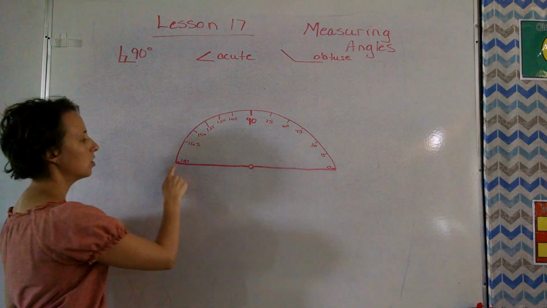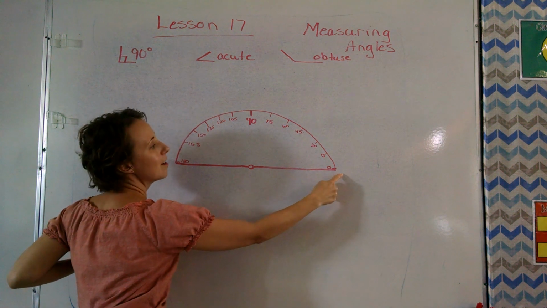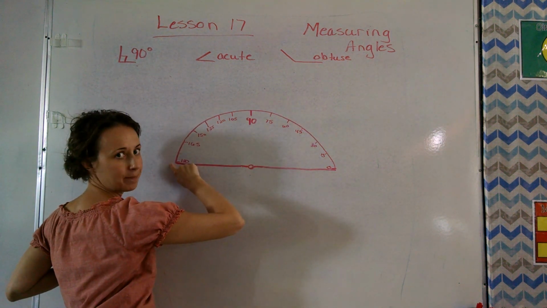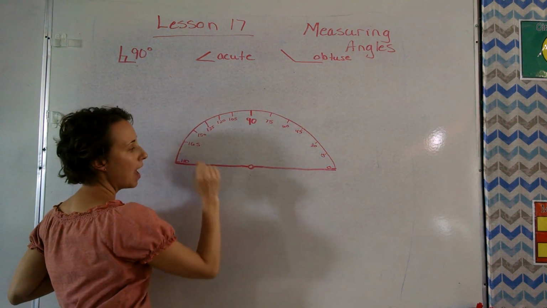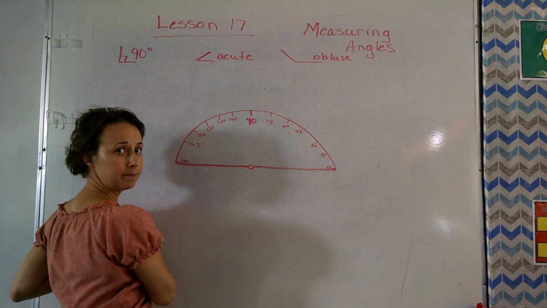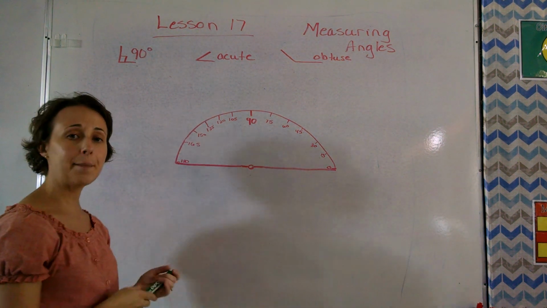Please draw this. Start with a straight line. Draw a curve to meet it. Should look like half a circle. In the middle, you need to put a little open dot. And then you need to number your protractor.